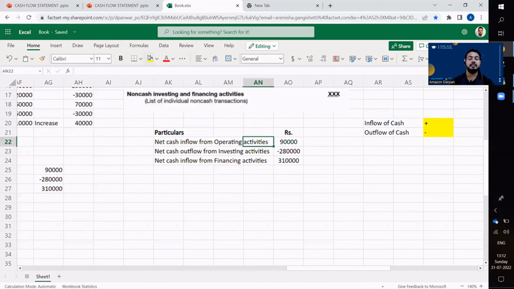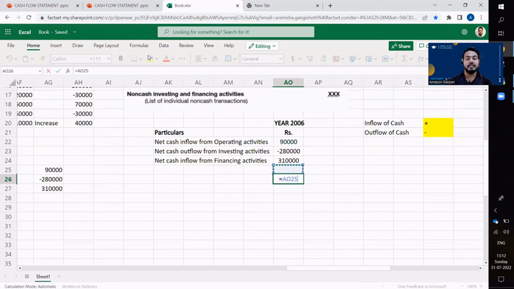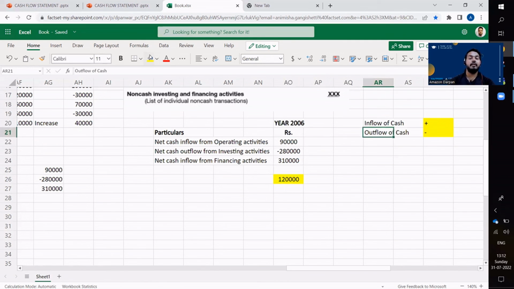Net figure in the sense, whatever activities we looked at, can you recall that it was pertaining to the year 2006 only, for this year only. So we have to come out at a net balance. Net balance in the sense, add all these. So we'll derive that figure. Yes, so 1,20,000 is the figure. Now this figure is again positive, which means there was an overall inflow of cash.